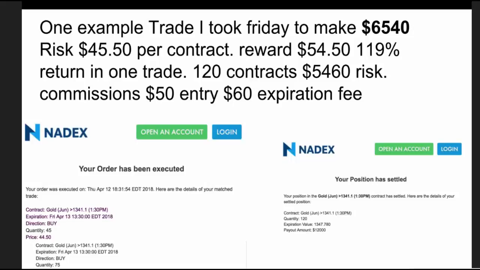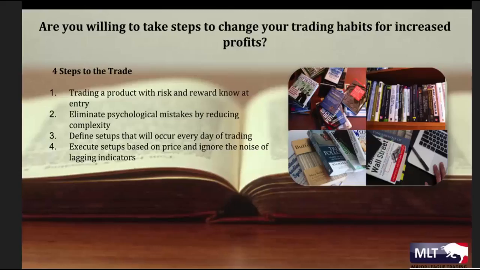But my question to you is, are you willing to take the steps to change your trading habits for increased profits? There are 4 steps to trading. You have to trade a product where you understand the risk-reward scenario with every single trade. You need to eliminate your psychological mistakes by reducing the complexity of either the instrument you're trading or the system in which you're trading it. You need to define the setups that are going to occur every day, and then execute those setups with the positive edge, and ignore the noise of lagging momentum indicators.